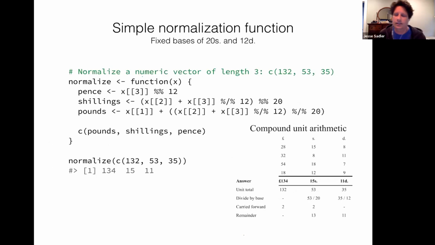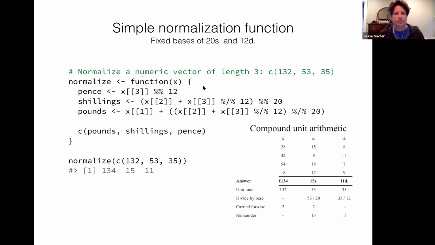The key functionality that enables me to do what I want to do here is essentially a normalize function. This is just a demonstration that this could be done. So this is normalizing a numeric vector of length 3, such as the one that we saw earlier.